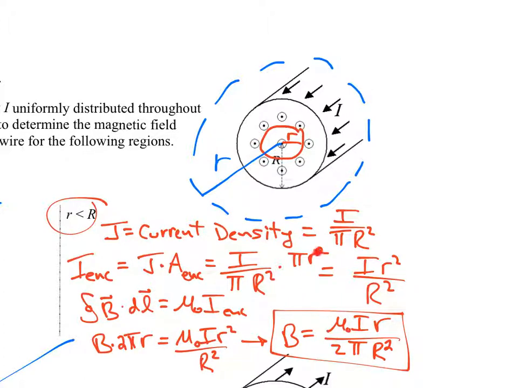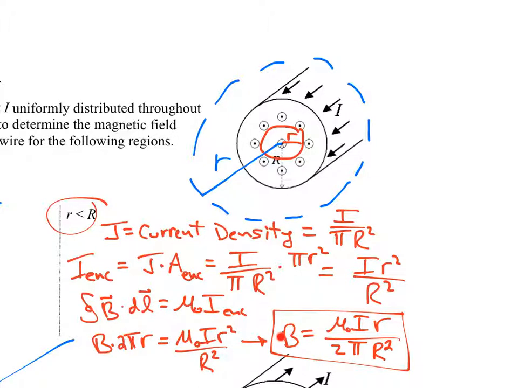And the area of the little circle is pi little r squared, which is different than pi big R squared, right? Big R is to the edge there. When we do our Amperian loop, all the same little tricks apply. B is constant, we bring it out. The dot product gets maximized because B and dl are always in the same direction. The length is the circumference, 2 pi r. We already found what I enclosed was. We divide and we end up with this.